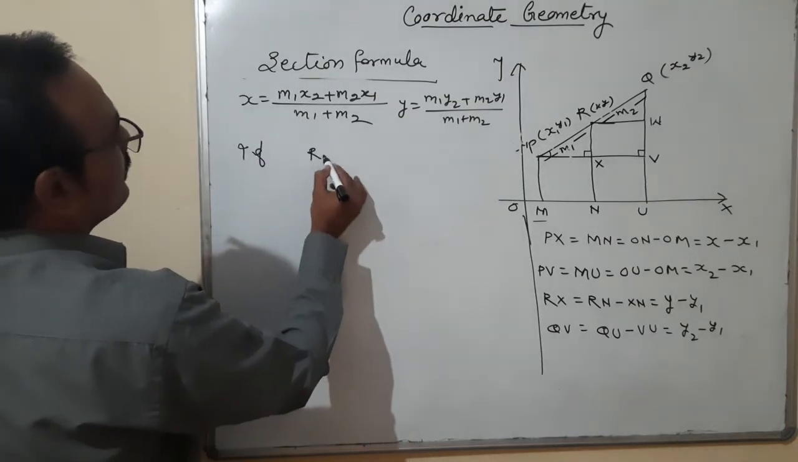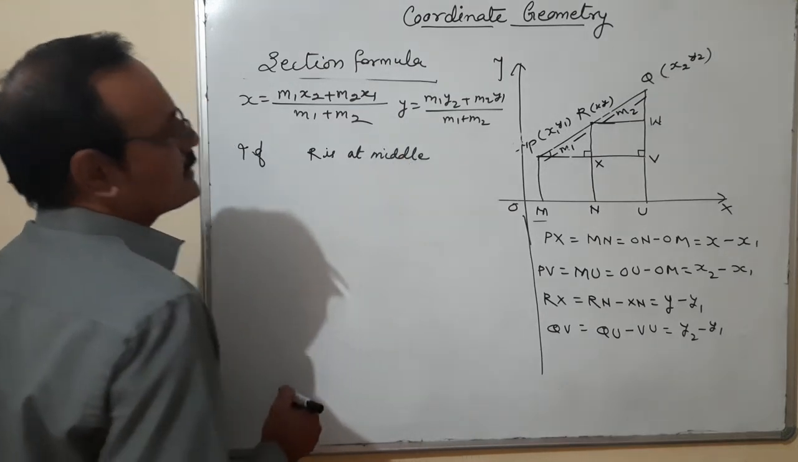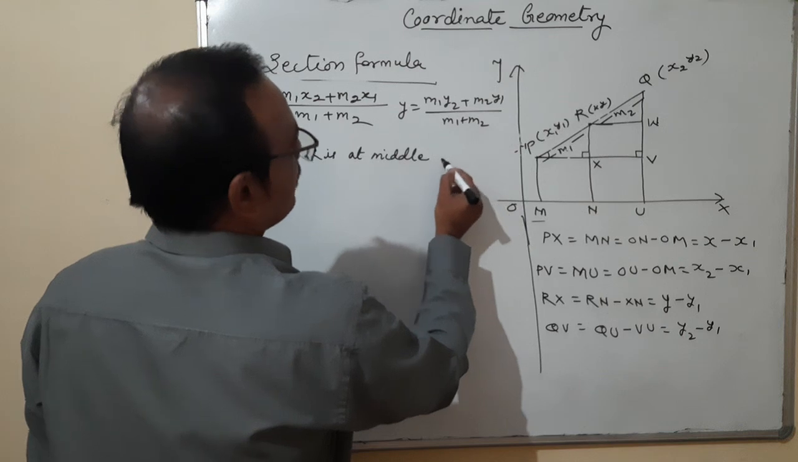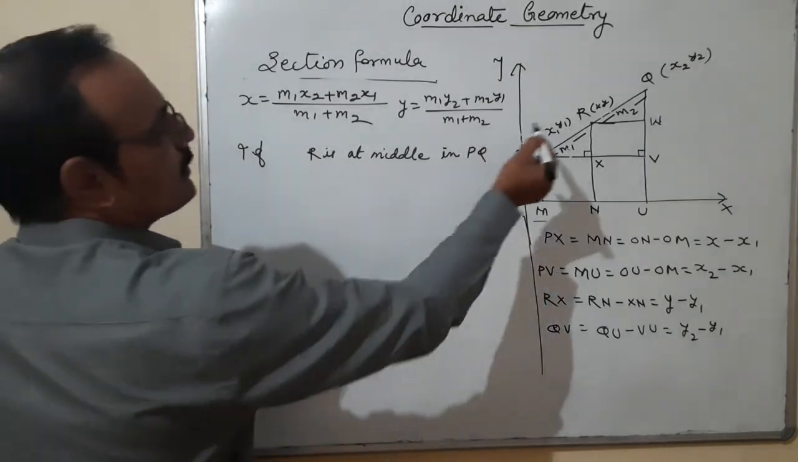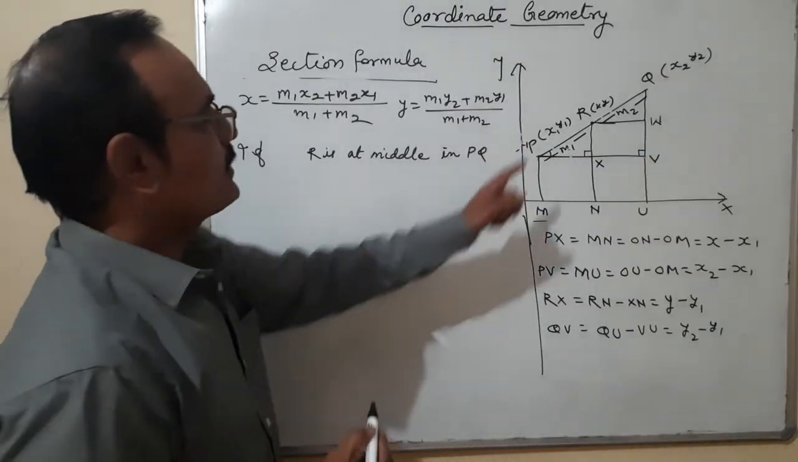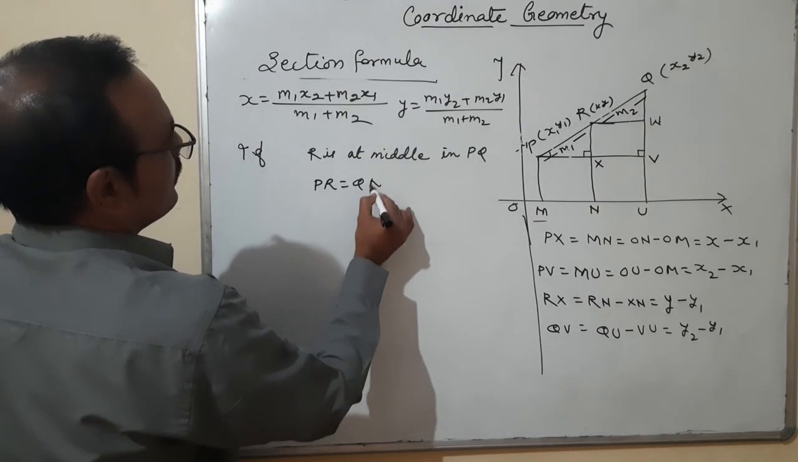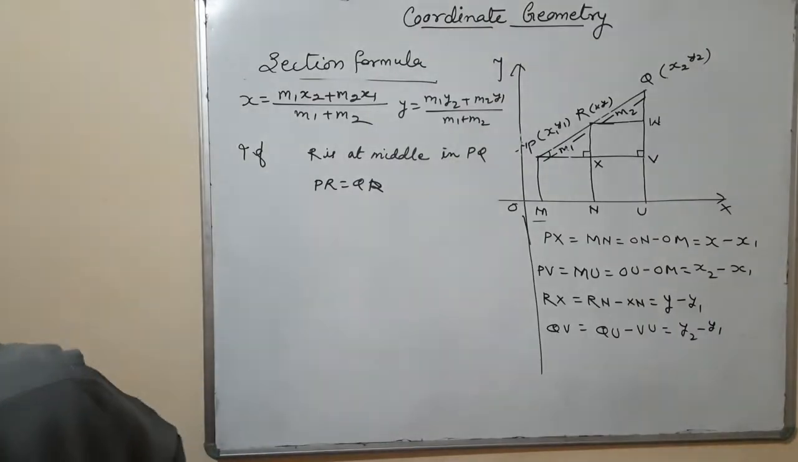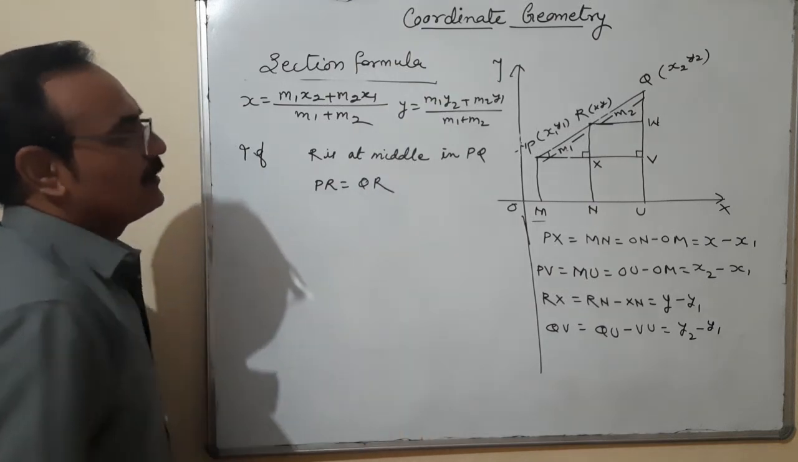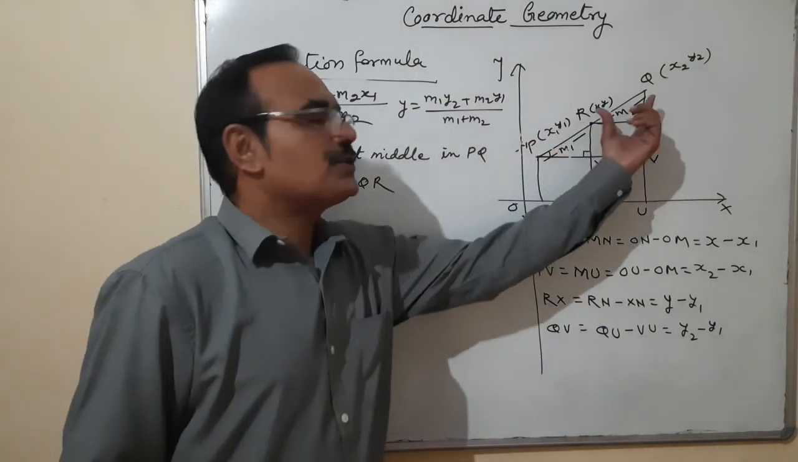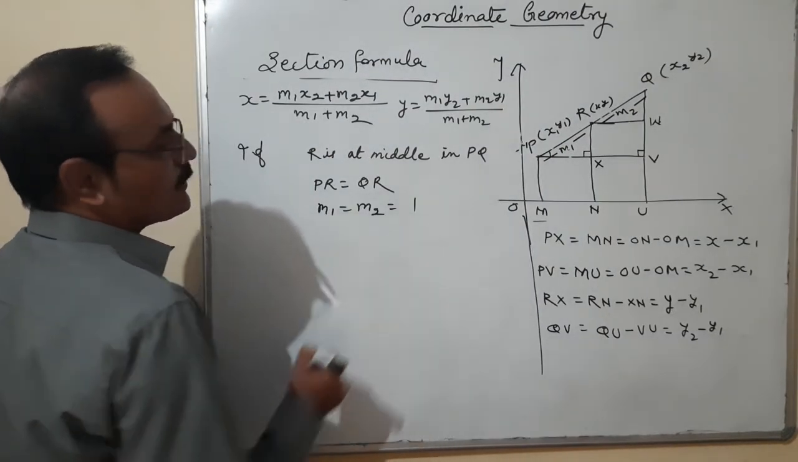If R is at the middle in PQ, then what happens? Middle, what does it mean? That means PR is equal to QR. And if PR is equal to QR, both the ratios are the same. That means the value of m1 is equal to m2 is equal to 1.